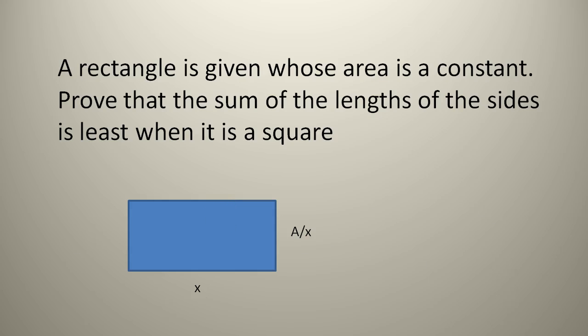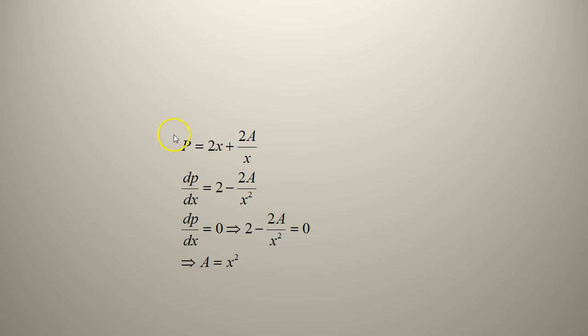Going to the next problem. A rectangle is given whose area is constant. Prove that the sum of the lengths of the sides is least when it is a square. By sum of the lengths of the sides, I mean a perimeter. So if this is the length x, area of a rectangle is length into breadth. So breadth would be a by x. Now perimeter is 2x plus 2a by x.